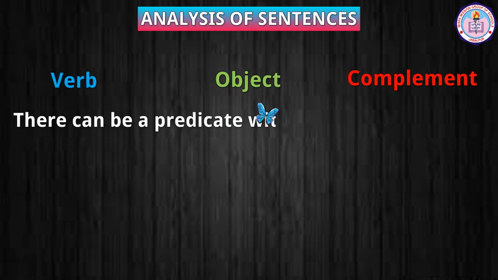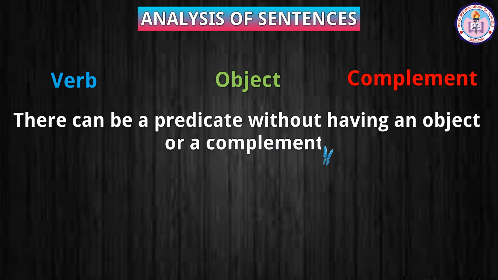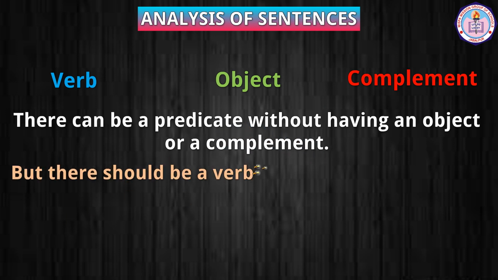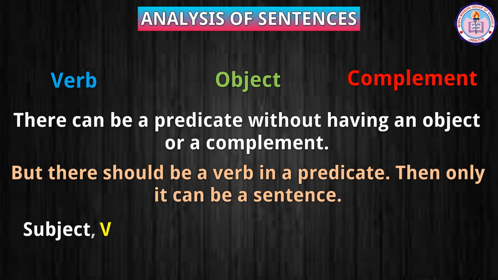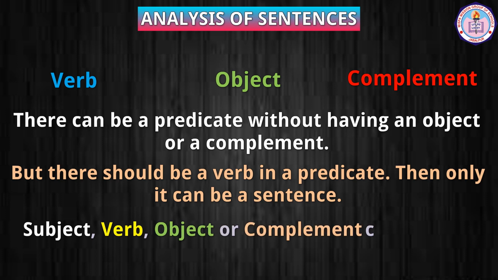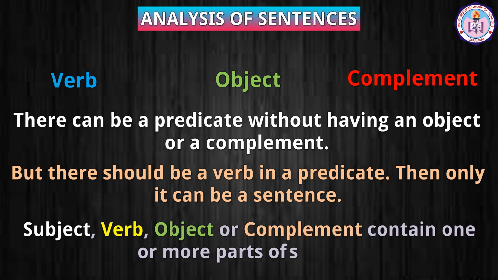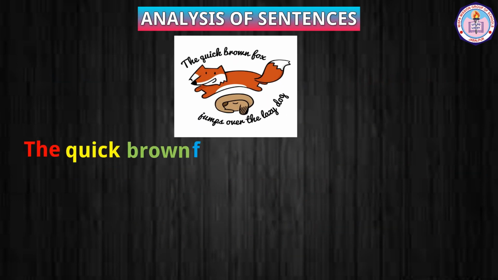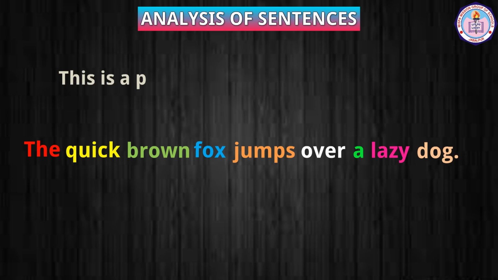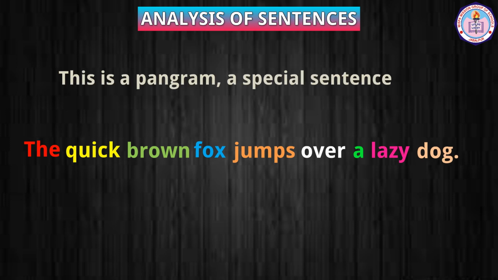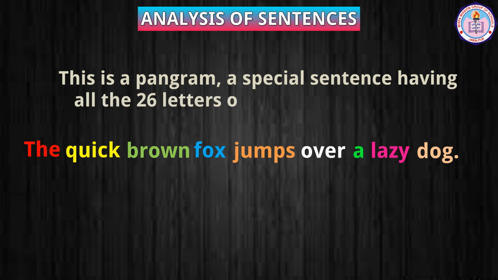There can be a predicate without having an object or a complement, but there should be a verb in a predicate. Then only it can be a sentence. In short, all these subject, verb, object, or complement contain one or more parts of speech. Let us examine a sentence. The quick brown fox jumps over a lazy dog. Many of you know that this is a pangram, a special sentence having all the 26 letters of the English alphabet. Let us analyze it.